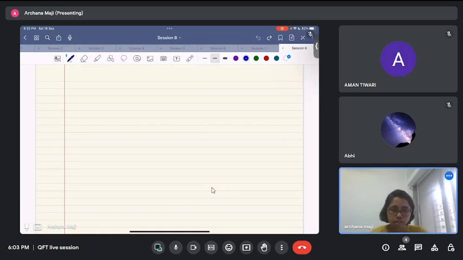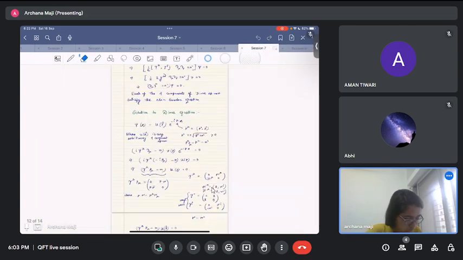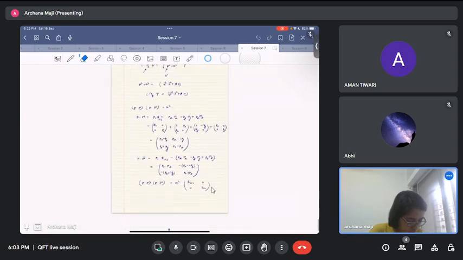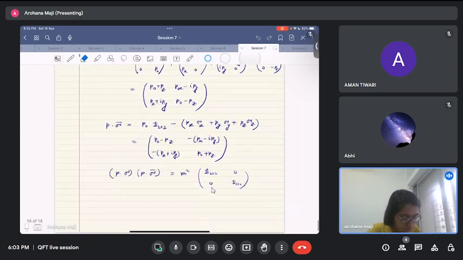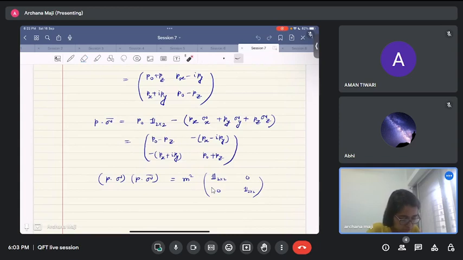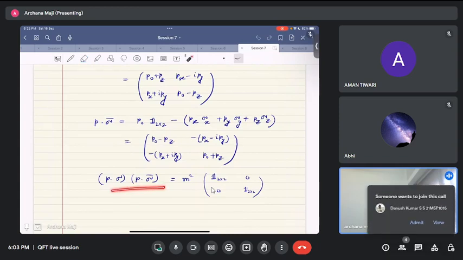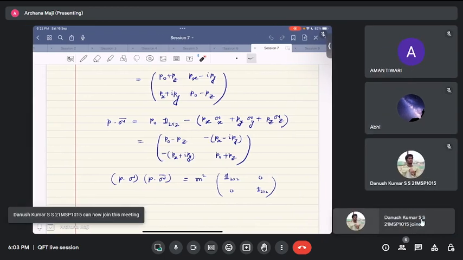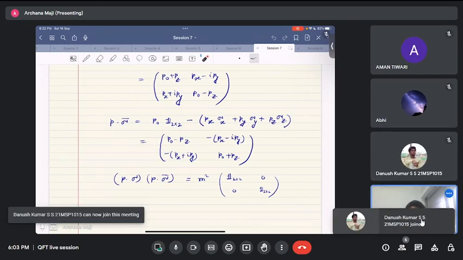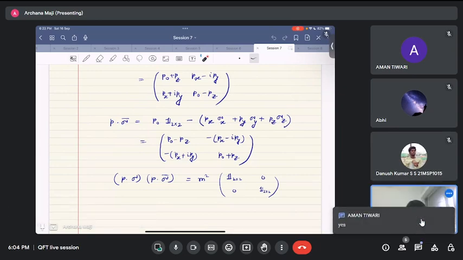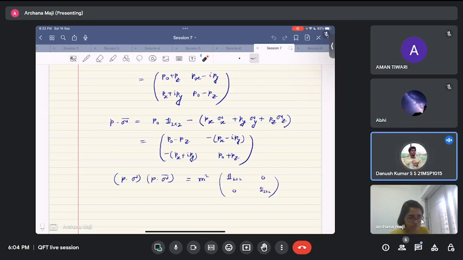Okay, so let's get started. Did any of you verify this expression, this identity? Okay, so it's coming out correct, right? This m square times identity. Yes, ma'am. Okay.